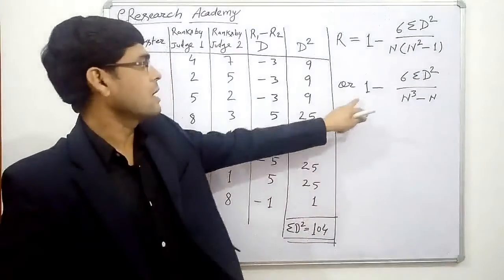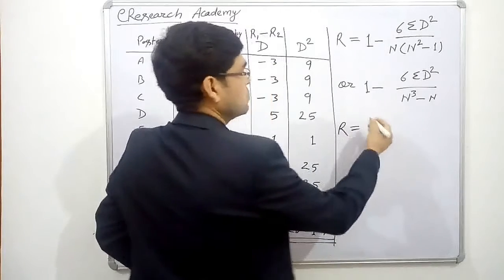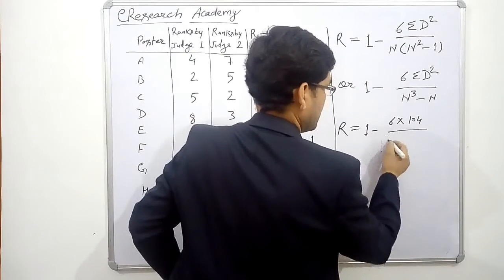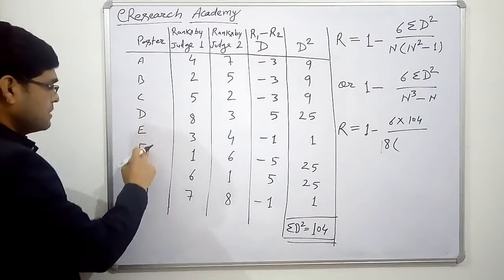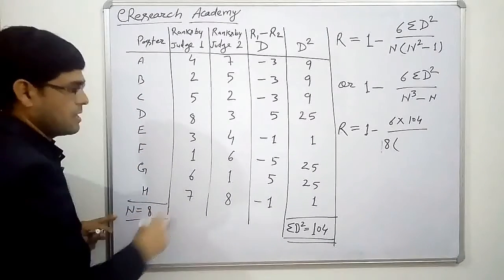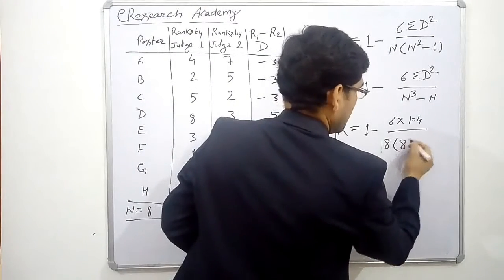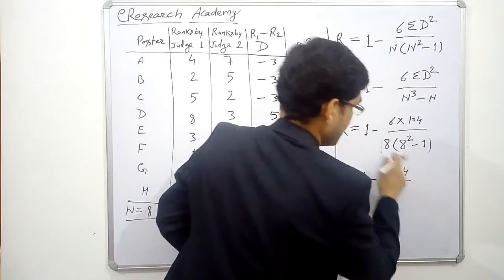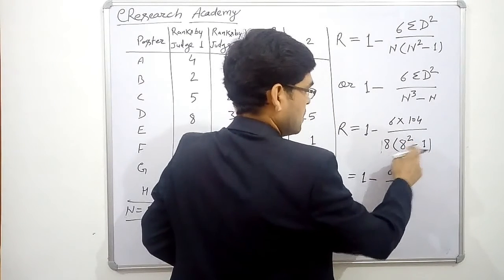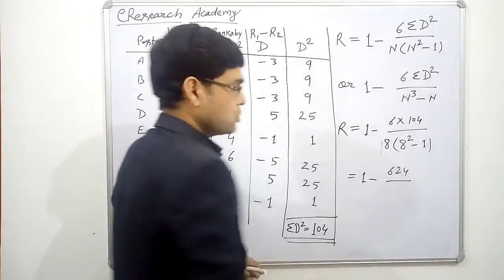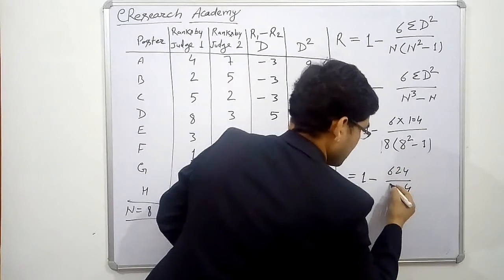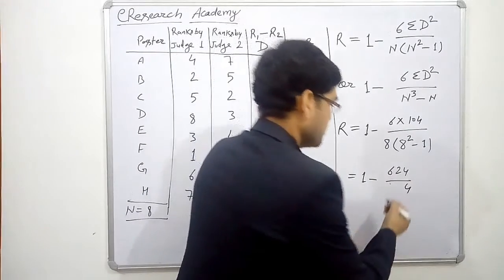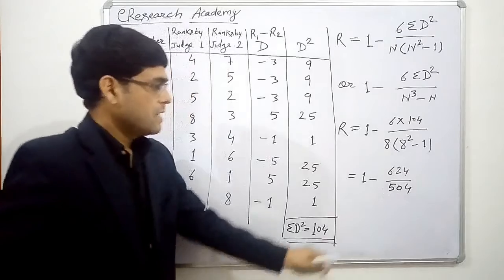Now put this value in the formula. We get R equals 1 minus 6 times 104 upon n, where n equals 8, as we have 8 pairs: 1, 2, 3, 4, 5, 6, 7, 8. So it is 8 times 8 square minus 1. That is 1 minus 624 by 8 times 64 minus 1, which is 63 into 8. 8 threes are 24, 8 sixes are 48 plus 2, 504. So this is 504.